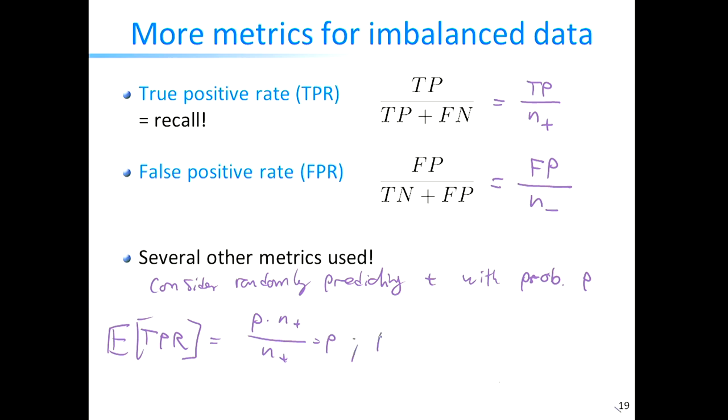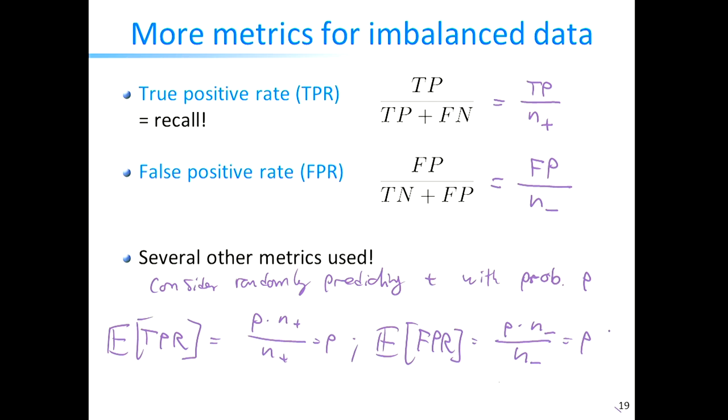Now the same for the expected false positive rate. In order to be a false positive, you would have looked at a negative example and then happened to classify it positively. But there are n minus such negative examples, and for each of them there's a chance of p of classifying it positively. So it's just p times n minus divided by n minus, which conveniently evaluates to p. So this random classifier that predicts positive with probability p has true positive rate and false positive rate of p.